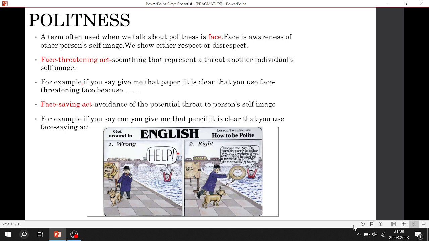For example, if you say, "Give me that paper," it is clear that you use a face-threatening act because it's a command. Face-saving act is the avoidance of the potential threat to a person's self-image. For example, if you say, "Can you give me that pencil?" it is clear that you use a face-saving act.